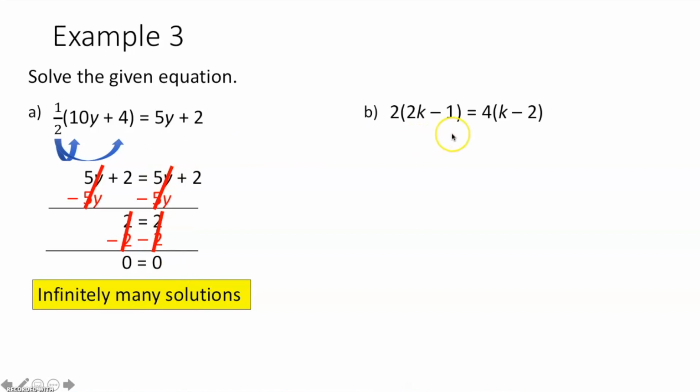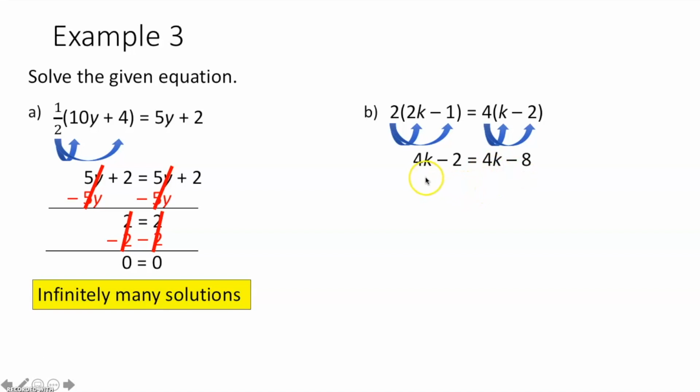For part B, we're again solving an equation, so we simplify, move, solve. First, simplify. Can we simplify what's in the parentheses? No. This has a k, this doesn't, but we can distribute that too. Just like over here, we can't simplify what's in the parentheses because this has a k, this doesn't, but we can distribute the 4. So let's do that. We distribute the 2 and the 4, and we end up getting 4k minus 2 is equal to 4k minus 8. Next, step 2, we need to move the variables to the left.